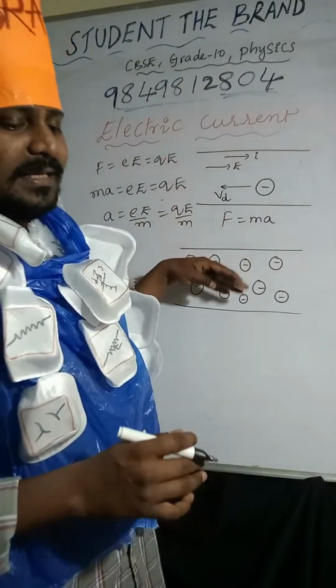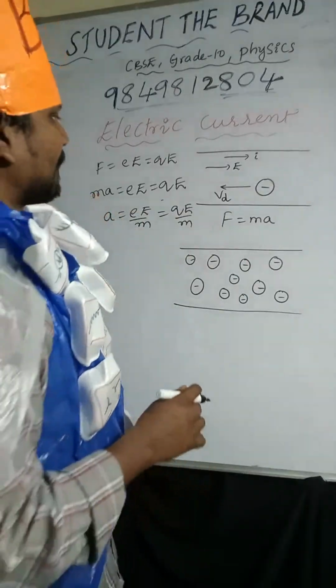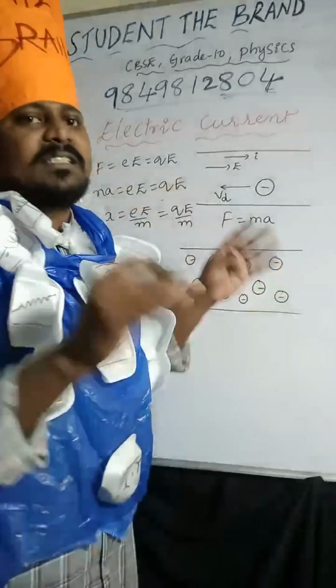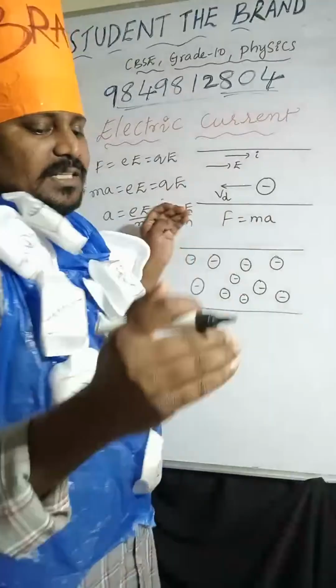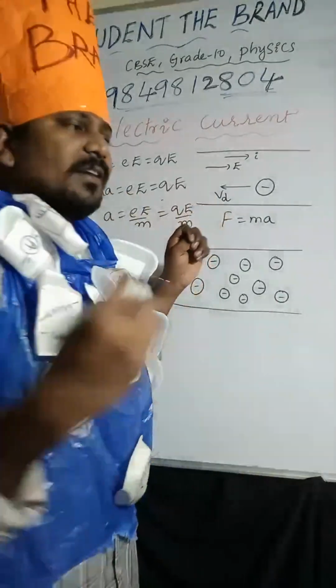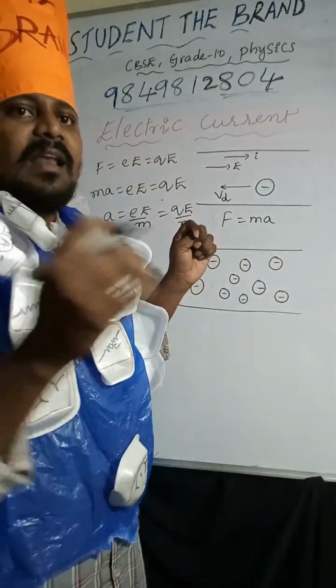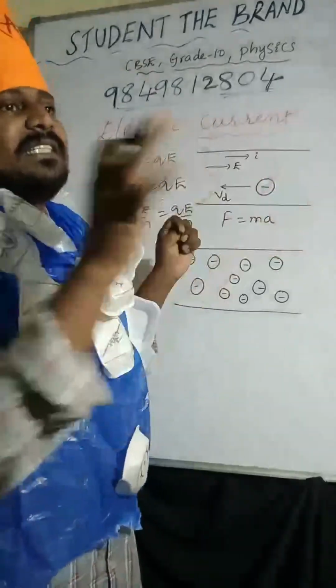Current electricity, or electric current, we can take like this. Charges are moving inside of the conductor. The movement of the charges inside of the conductor is called electric current.